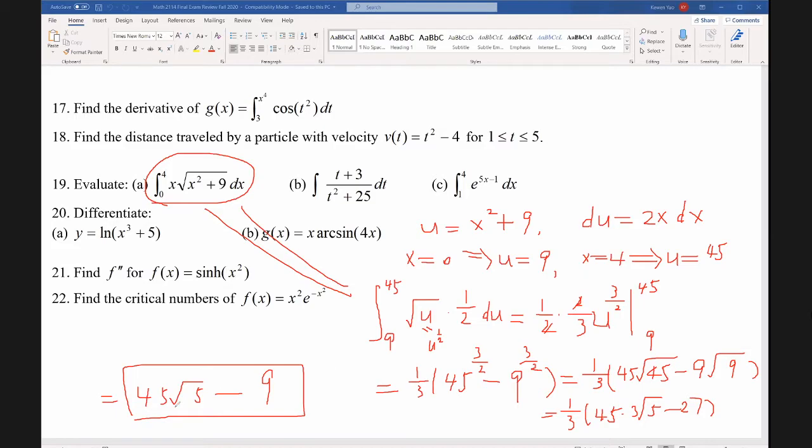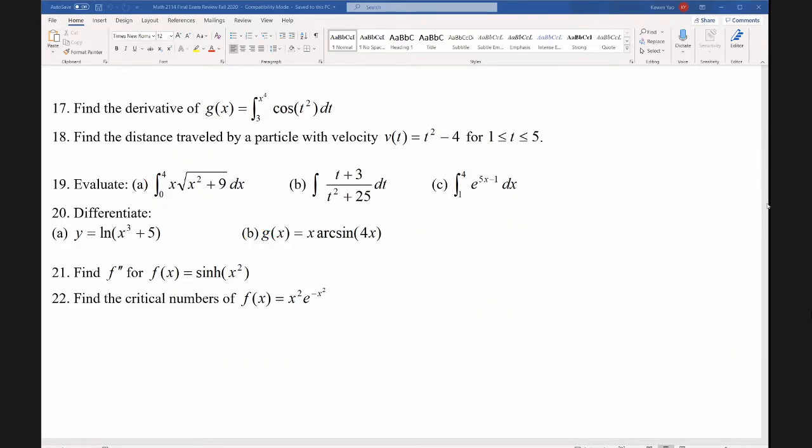So let me erase this, okay? So the final answer is 45 square root 5 minus 9, by using the u-substitution method, right? So please copy down, okay? Because otherwise you will not know how to show your work on the final, right? This work has to be shown, okay, in order to receive full credit. So let me erase this because I want to compare my answer with the answer in the file. I hope it's the same answer.